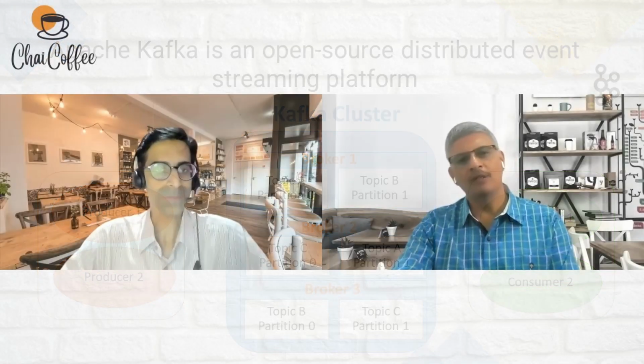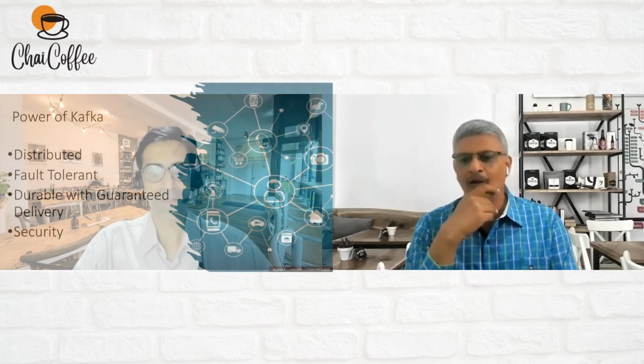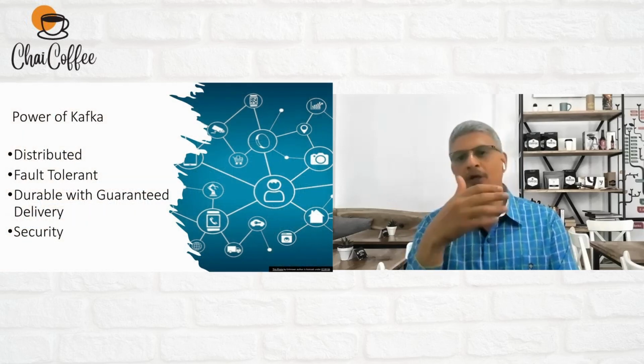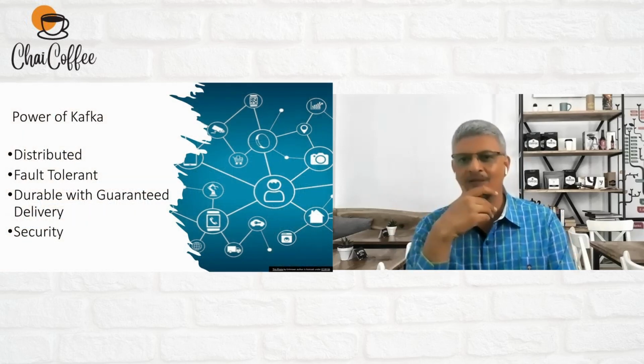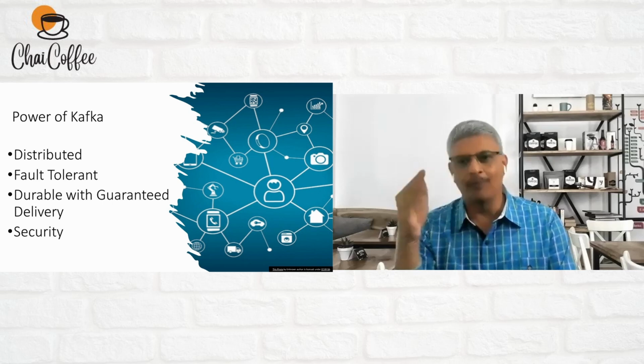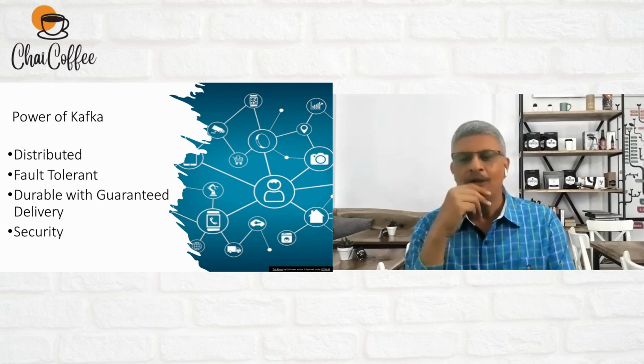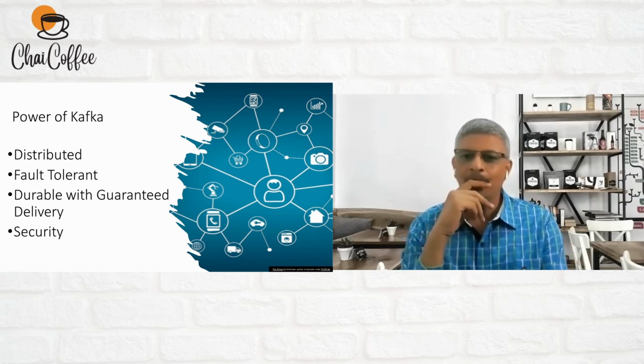Cool. So with this basic introduction to Kafka, let's understand what is the real power of Kafka, and where exactly it differentiates compared to the traditional products which we may have used. The first one, Samir, as our slide says, is distributed. You touched on it in the previous slide, like the brokers and the partitions. Can you elaborate a little bit with an example?